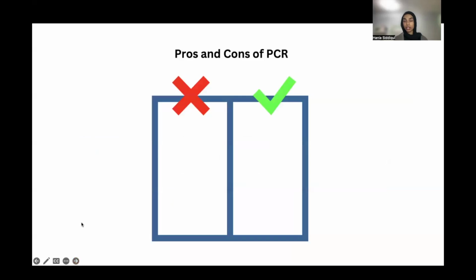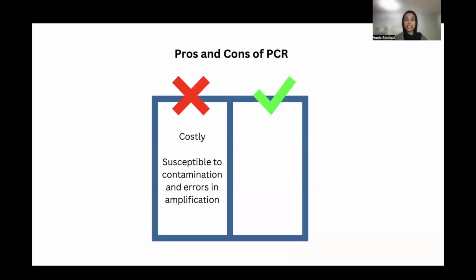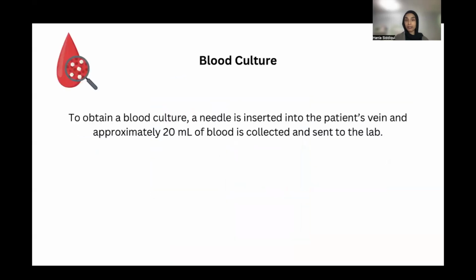So what are some pros and cons of PCR? Cons are that it's costly and it's susceptible to contamination and errors during the amplification process. Pros are that it's quick, simple, and highly specific.